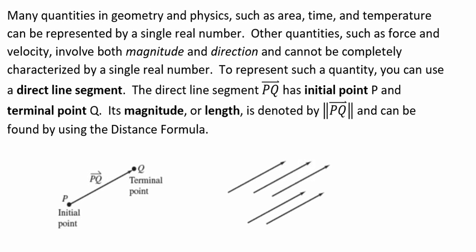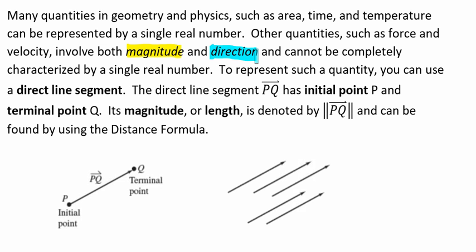Hey guys, so today we're going to be talking about what a vector is. So many quantities in geometry and physics, such as area, time, and temperature, can be represented by a single real number. Other quantities, such as force and velocity, involve both magnitude and direction, and they cannot be completely characterized by a single real number. That's a vector.